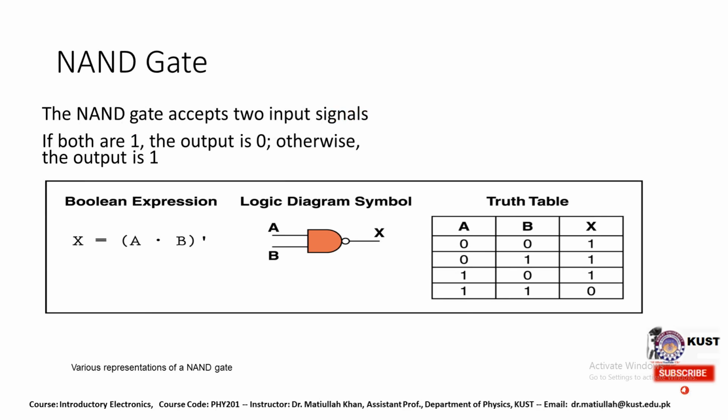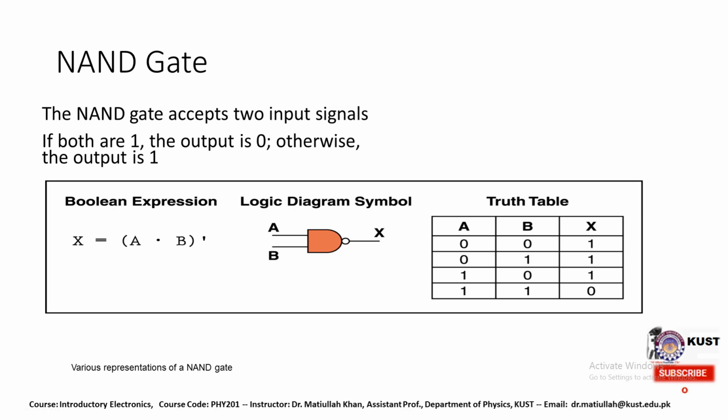We are coming to the NAND gate, and this slide will explain the NAND gate. The NAND gate accepts two input signals. Here we have A and B as the input signals, and X is the output. There is a condition for the NAND gate. The NAND gate is the opposite of the AND gate, and if both the signals are 1 and 1, the output is 0, otherwise the output is 1.